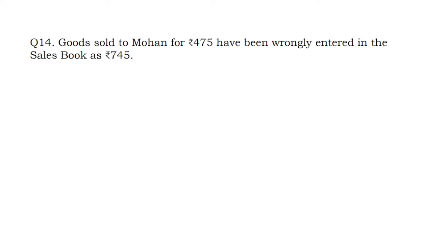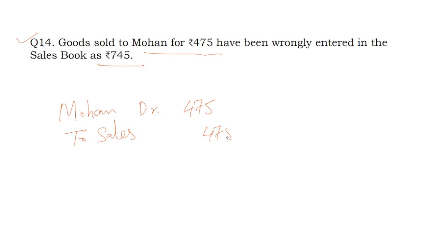Now it is a little bit tricky, not so tough. Goods sold to Mohan for rupees 475 have been wrongly entered in the sales book as 745. Goods sold to Mohan for 475 means Mohan debit 475 to sales 475. This should be the correct entry. But the wrong entry was like this.